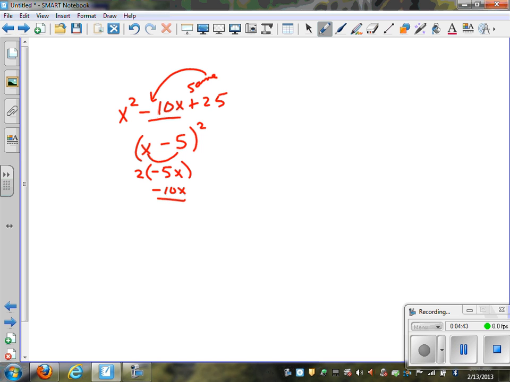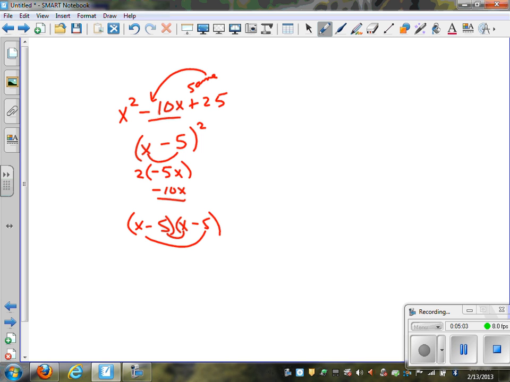Now can I go like this? x times x, 5 times 5, minus and minus, will it still work? Negative 5x and negative 5x, is that negative 10x? So you could do it that way, but if you see that it's a perfect square trinomial, we can write it this way. Let's try another one.